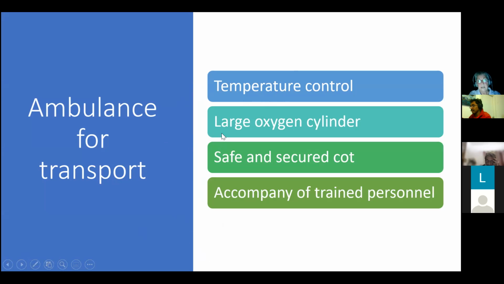So again, think about how you make sure that the baby has proper temperature control, a large oxygen cylinder, as I said, and a safe and secure cot, if possible, to make sure that the baby is not moving or getting damaged from road instability, and make sure that you have some kind of safe transport. And as I said, accompanying each transport with trained personnel is recommended.